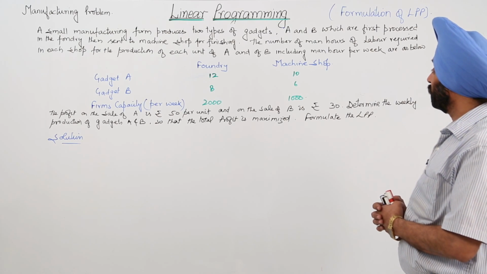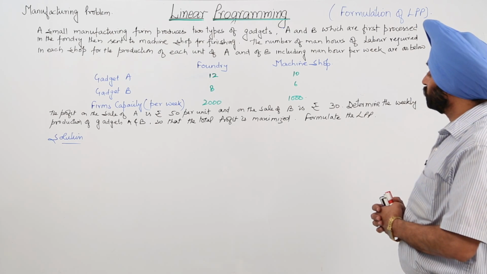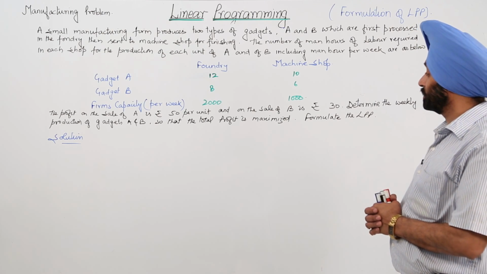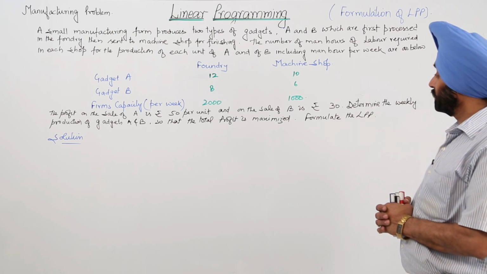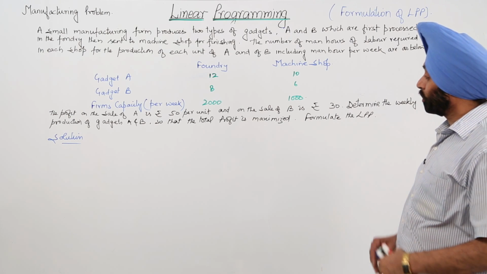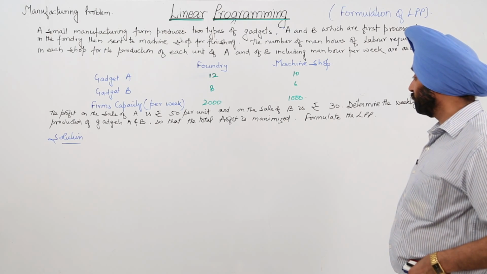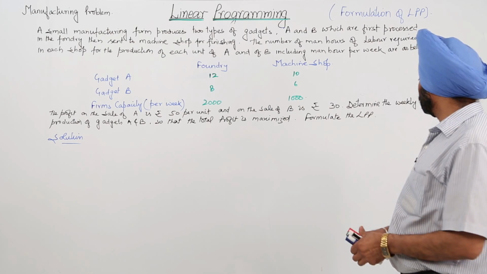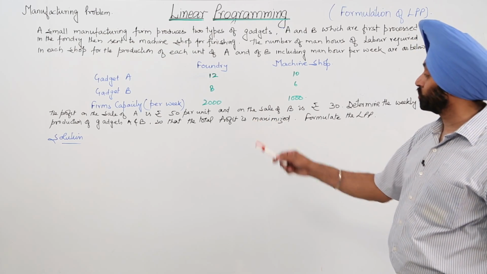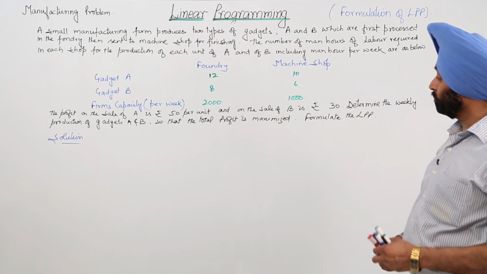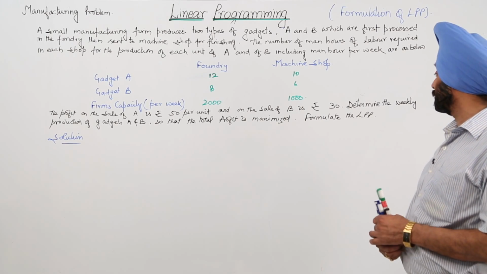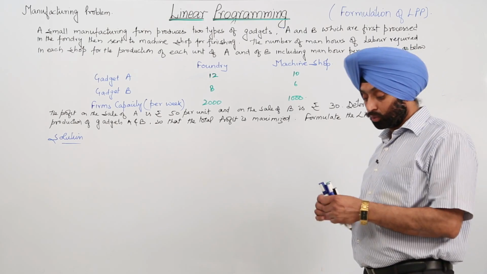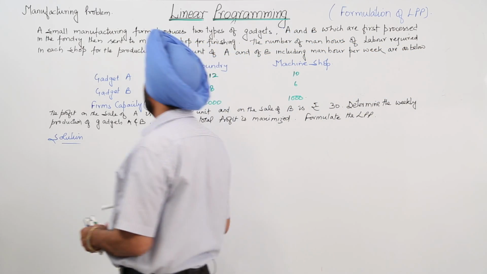For gadget A, foundry and machine shop 12 and 10, gadget B 8 and 6, and the firm's capacity per week is 2000 and 10,000. The profit on the sale of A is rupees 50 per unit and on the sale of B is rupees 30. Now determine the weekly production of the gadgets A and B so that the total profit is maximized. Formulate the linear programming problem.